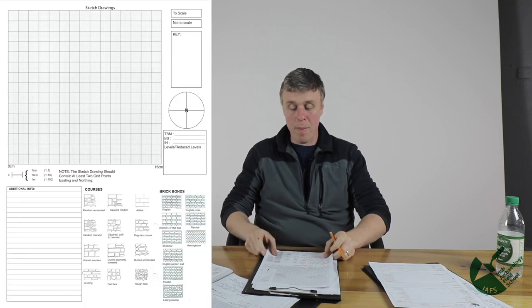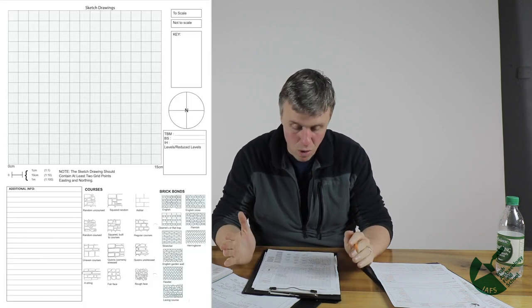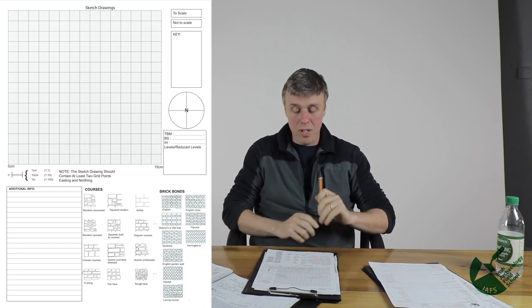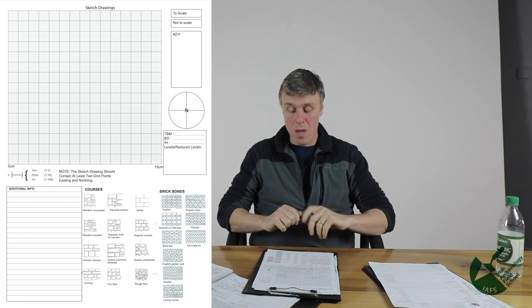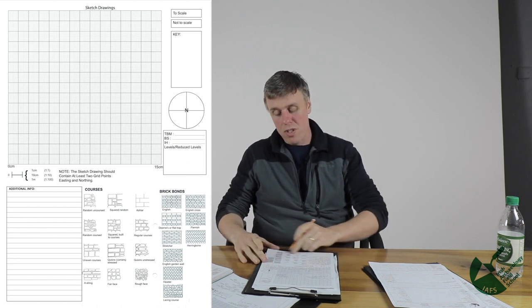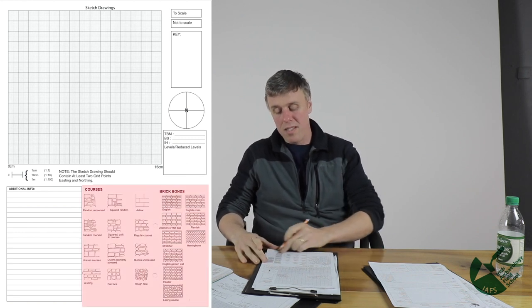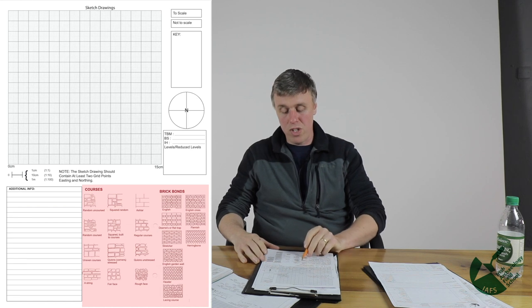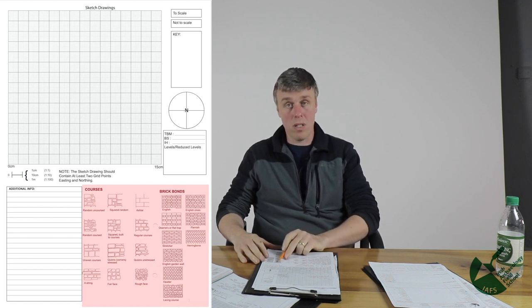So if we flip over on the back, everything that is done to record it in terms of sketching, levels, whether it's to scale or not to scale, putting in a north arrow is the same. But again, you'll see the pictures in the bottom right. These have been taken again from the Museum of London standards, largely, not exclusively. But you'll see it's quite different to the cut sheet and the fill sheet. And there's one for stone walls, the courses, and there's one for brick bonds. Okay, so how to describe stone walls and how to describe brick walls.